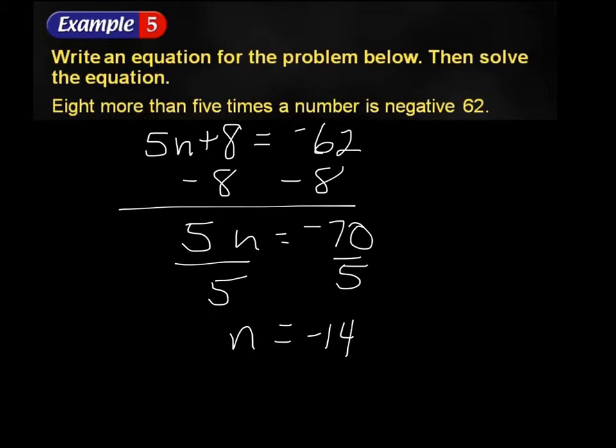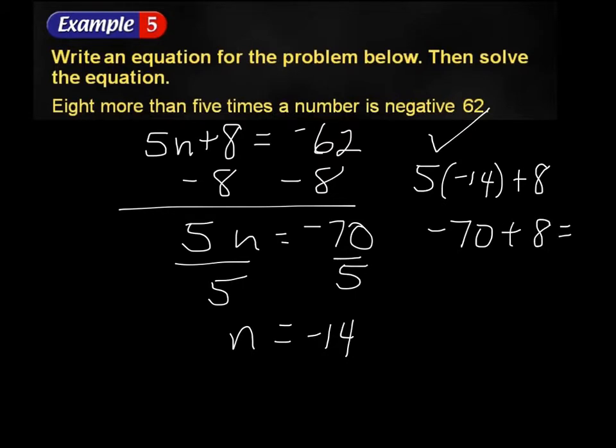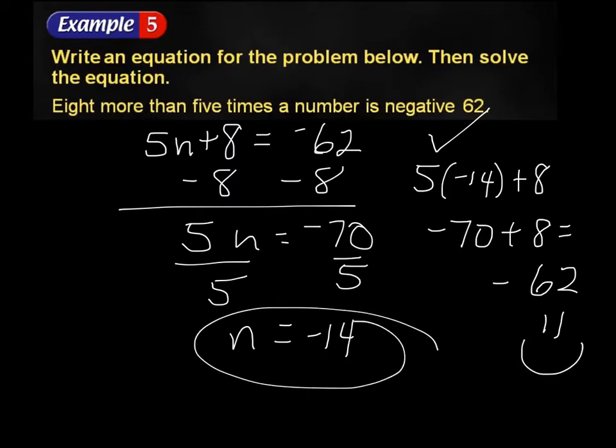Let's check it out. So we're going to substitute negative 14 back in where the n was. So 5 times negative 14 plus 8 is negative 70, plus 8 is negative 62. So negative 14 was the correct answer.